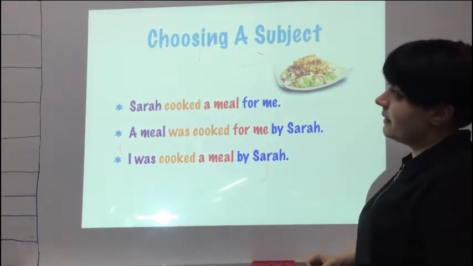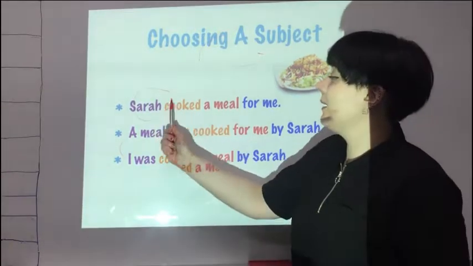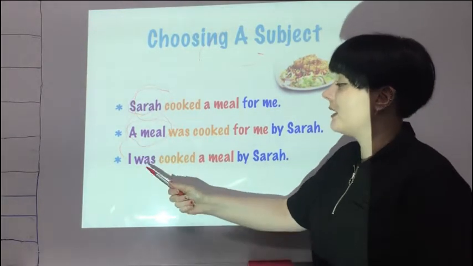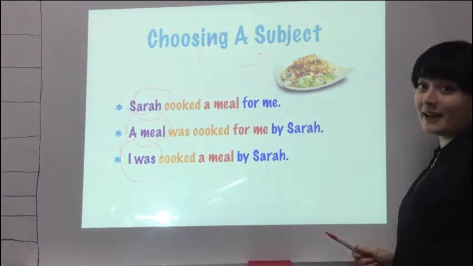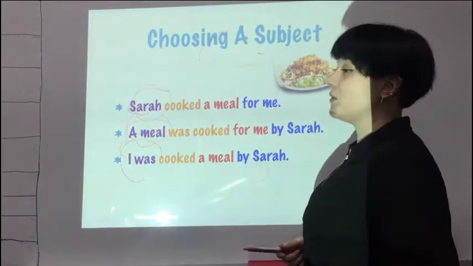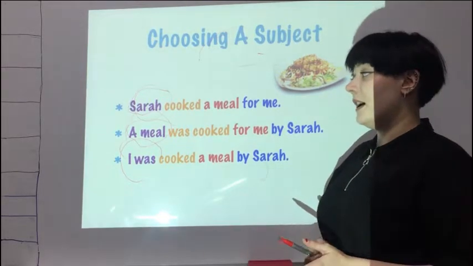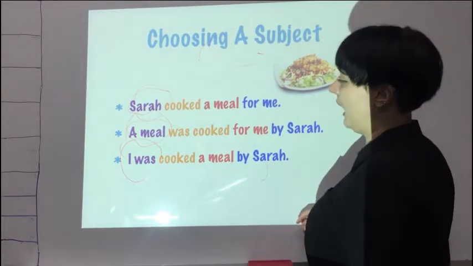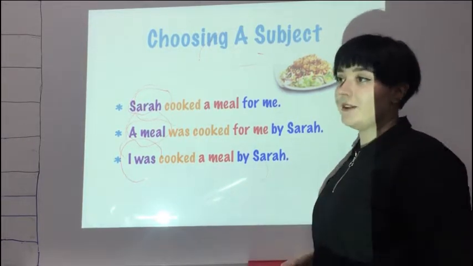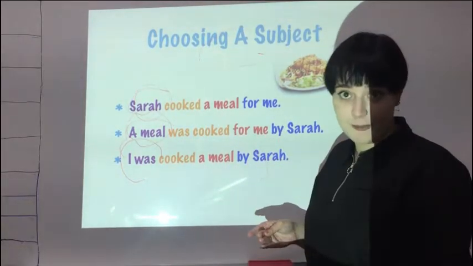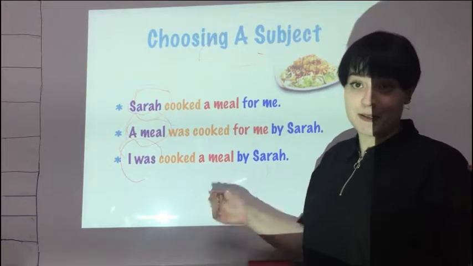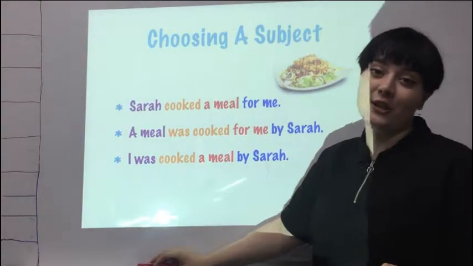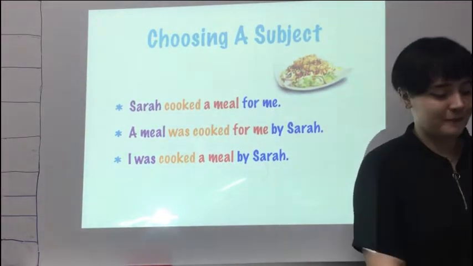In this sentence, Sarah is the most important: Sarah cooked a meal for me. A meal was cooked for me by Sarah: a meal is the most important. I was cooked a meal by Sarah: I am the most important. So here we focus on who cooked the meal. Here we focus on that a meal was cooked, and here we focus on who received the meal, which was me. So depending on what the topic is, if you want to talk about Sarah, you might say this. If you want to talk about the food, you might use this. If you want to talk about how special you are, you might use this. So depending on what you want to focus on, you basically change the subject of the sentence.